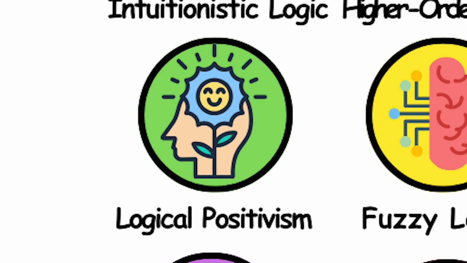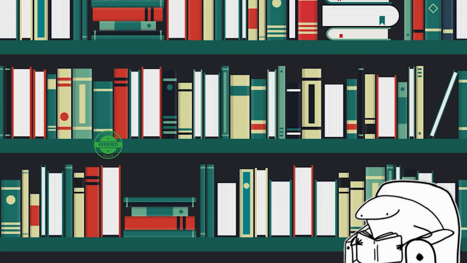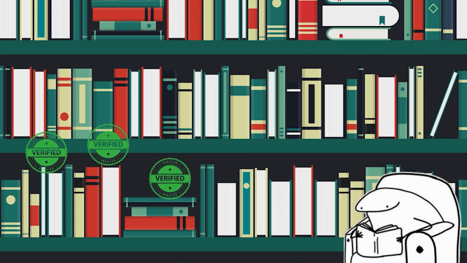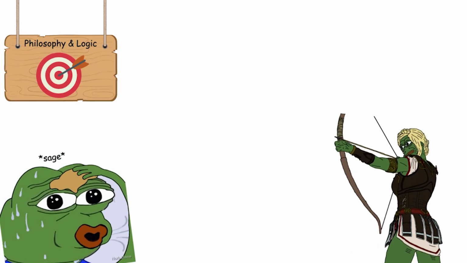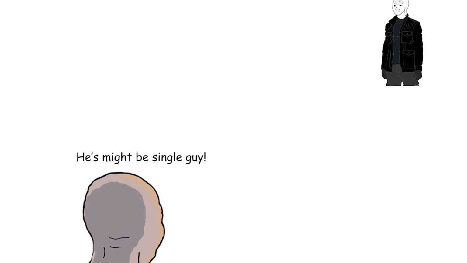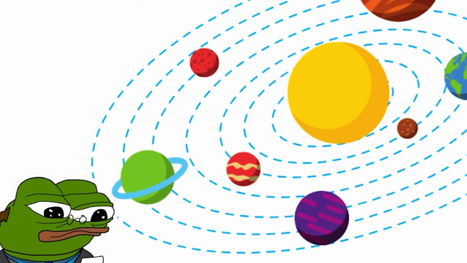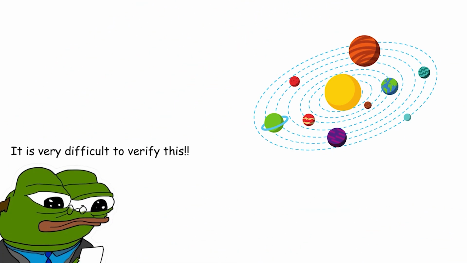Logical positivism. This philosophical movement held that all meaningful statements are either analytic, true by definition, or synthetic, verifiable by experience. It aimed for a scientific approach to philosophy, rejecting ideas that couldn't be proven through observation or logic. Example, a bachelor is an unmarried man, analytic, true by definition of the terms, versus the universe is infinite, synthetic, difficult to definitively prove through experience.